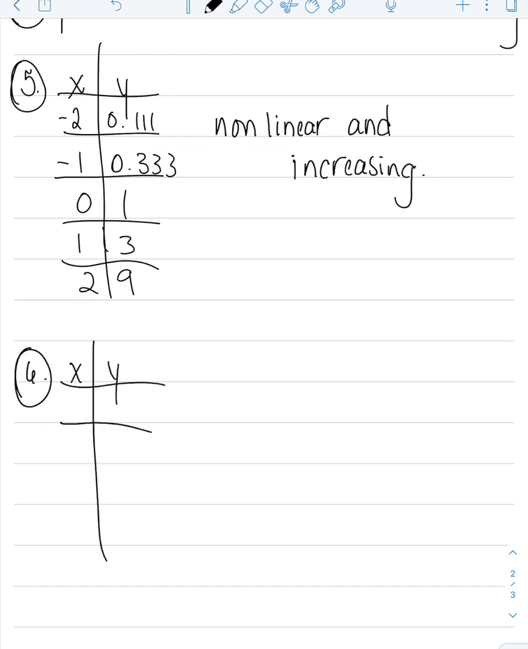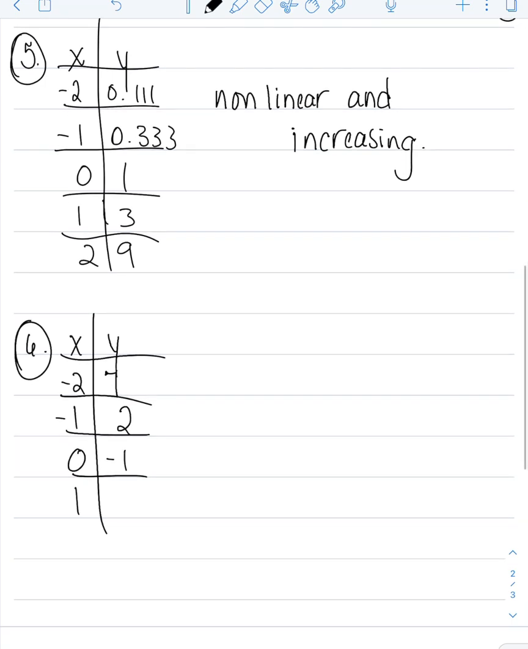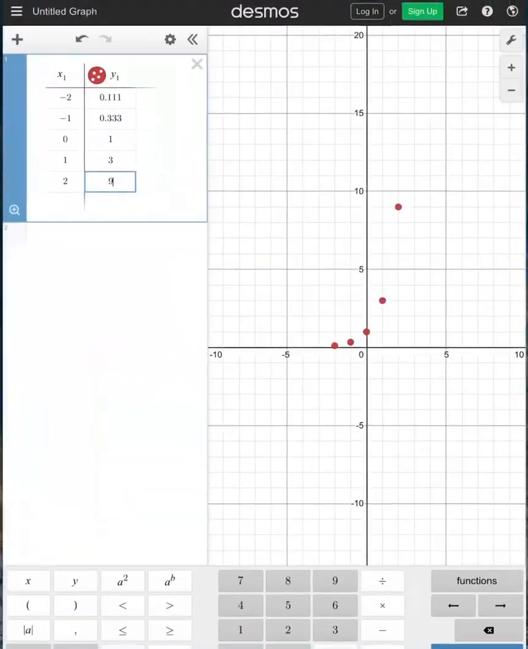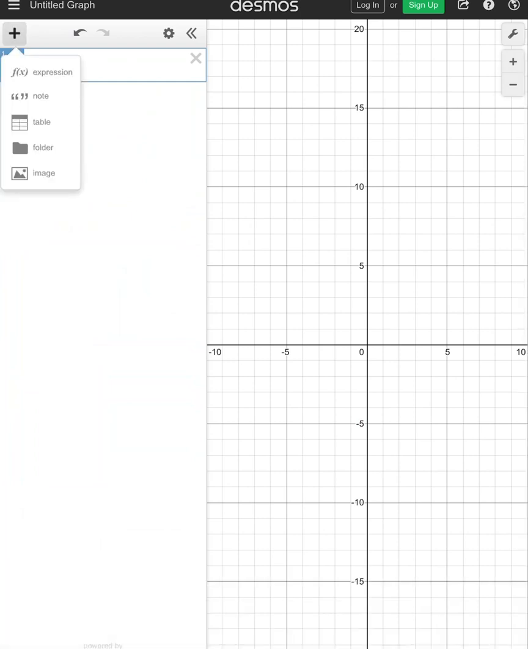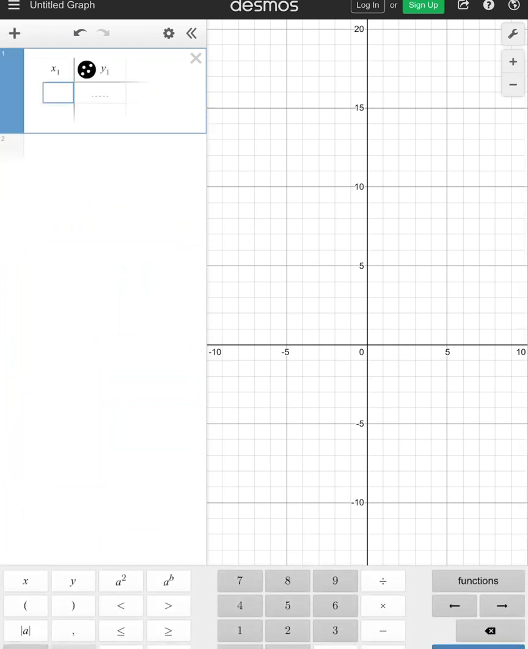Okay, so here's the next table. X, Y. So we have negative 2, 7 is the first point. Negative 1, 2. 0, negative 1, and 1, negative 2. Remember, you're always going to use Desmos to help you with this. So get rid of the old table, add a table, and now let's put our information in.